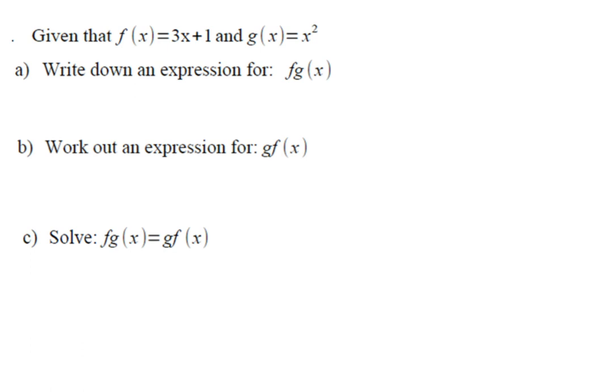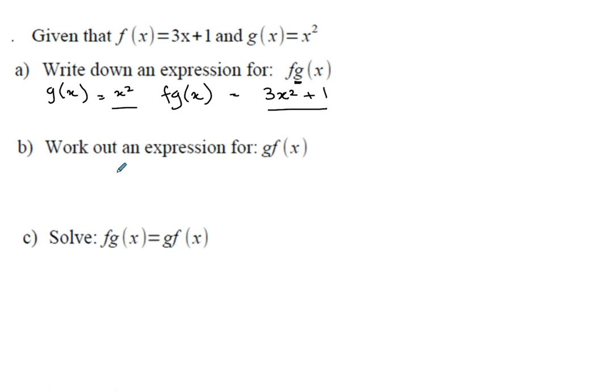Given that f of x is 3x plus 1 and g of x equals x squared, write down an expression for f of g of x. So again, we remember we do the g first. So I'll just write it out again. g of x equals x squared, and then fg of x. So I'm going to put the x squared in place of the x. So I've got 3, and then instead of x, I'm going to put the x squared, plus 1. As easy as that, wasn't it?